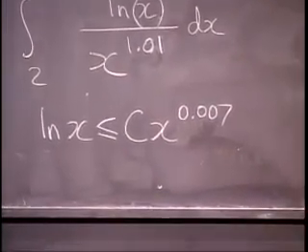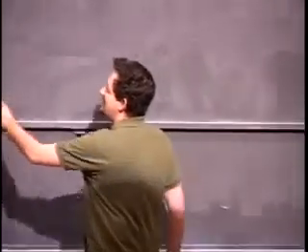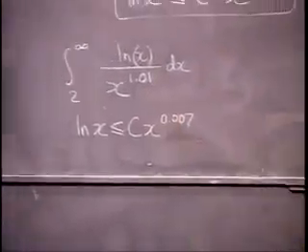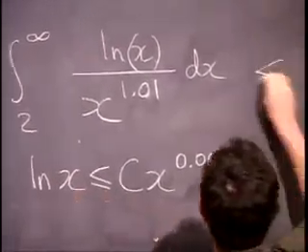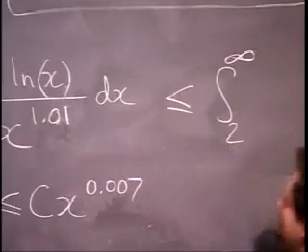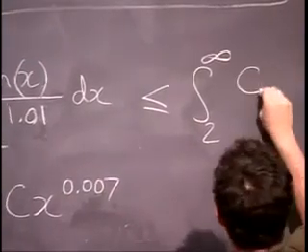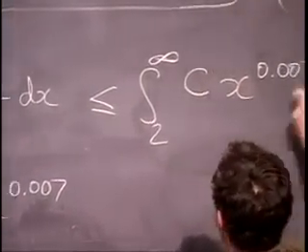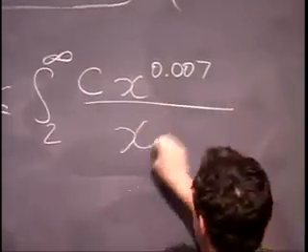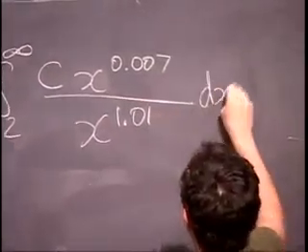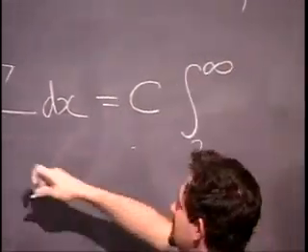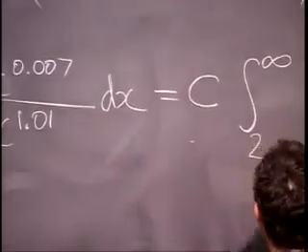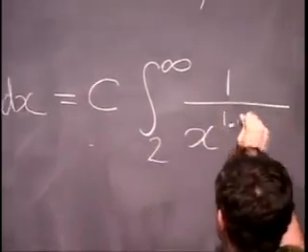Okay, I've always wanted to do that on camera. I don't know why. Okay, anyway, so you could pick any number here so that when you take it away from 1.01, you are still on the correct side of 1. Let's see what happens if we use this. This is less than or equal to the integral from 2 to infinity, constant x to the 0.007 over x to the 1.01. And when you cancel this down, the constant comes out of the integral. You are left with 1.003.